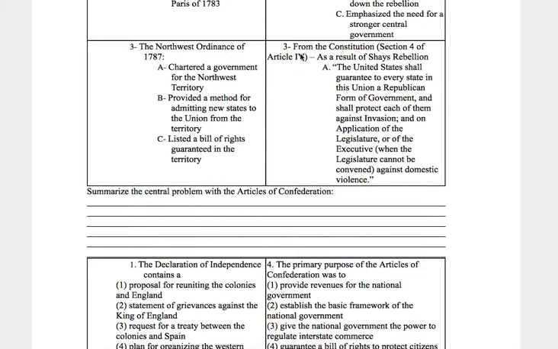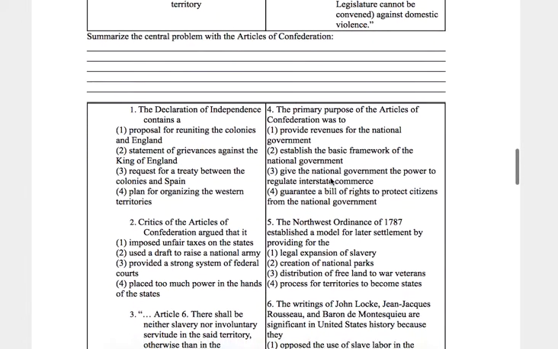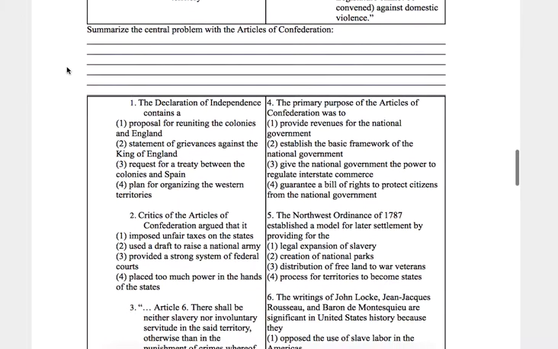Weakness number 3. From the Constitution, Section 4 of Article 4, as a result of Shays' Rebellion: The United States shall guarantee to every state in this Union a republican form of government and shall protect each of them against invasion and, on application of the legislature or of the executive when the legislature cannot be convened, against domestic violence. Summarize the central problems with the Articles of Confederation.